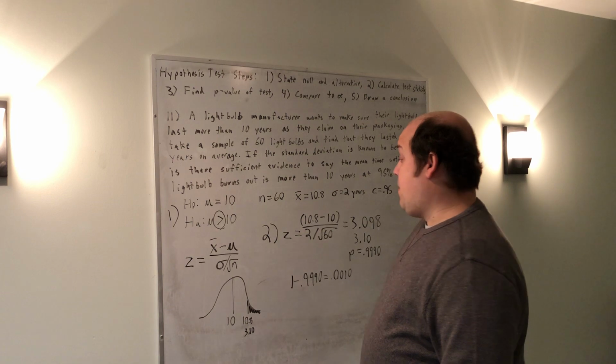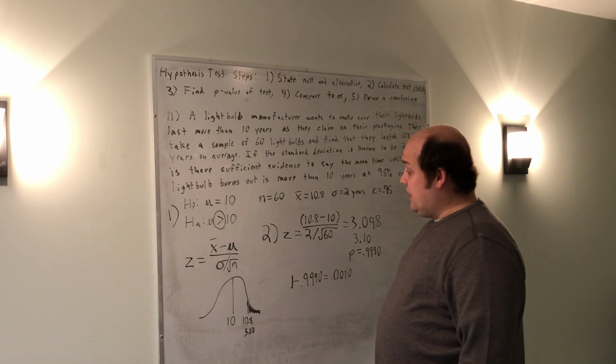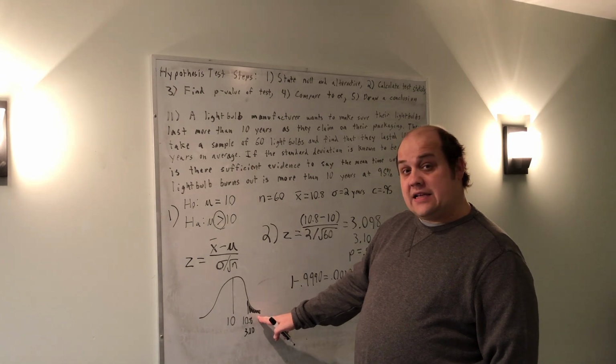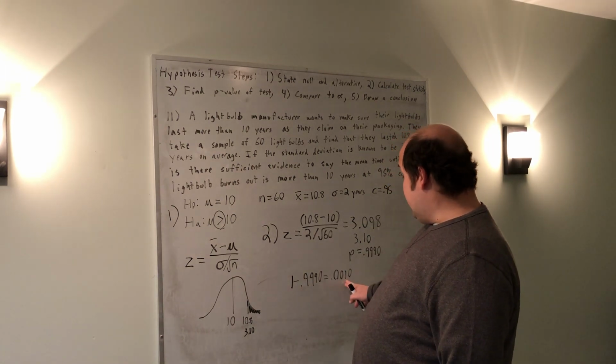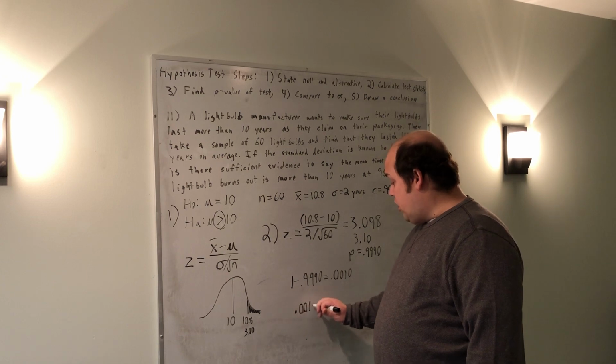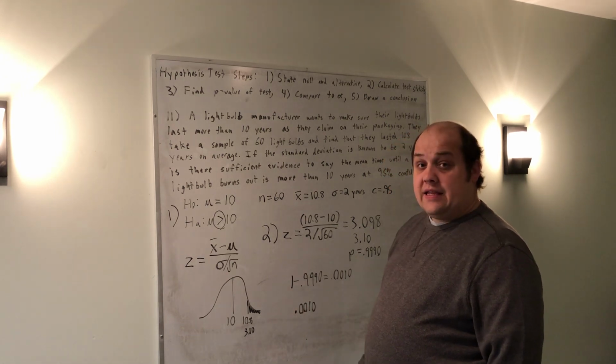You're going to see that in a problem coming up, but for now all you really need to see is, since it's a greater than test, we were worried about this side of the curve, we had to do 1 minus the p-value. So we now have 0.0010 as the probability of the test.